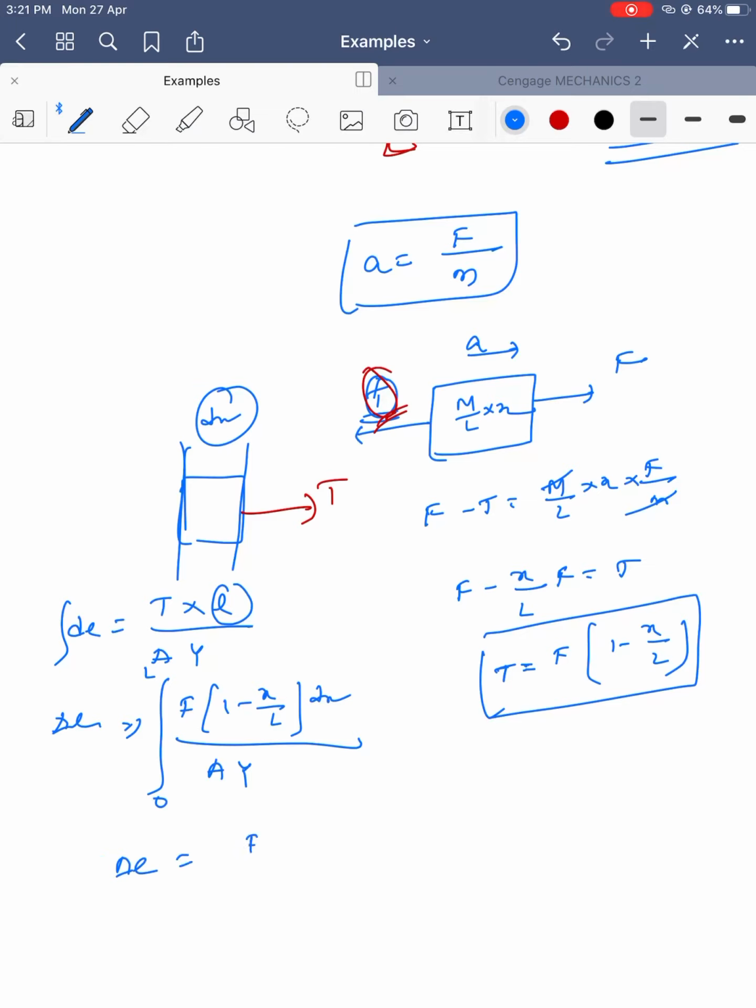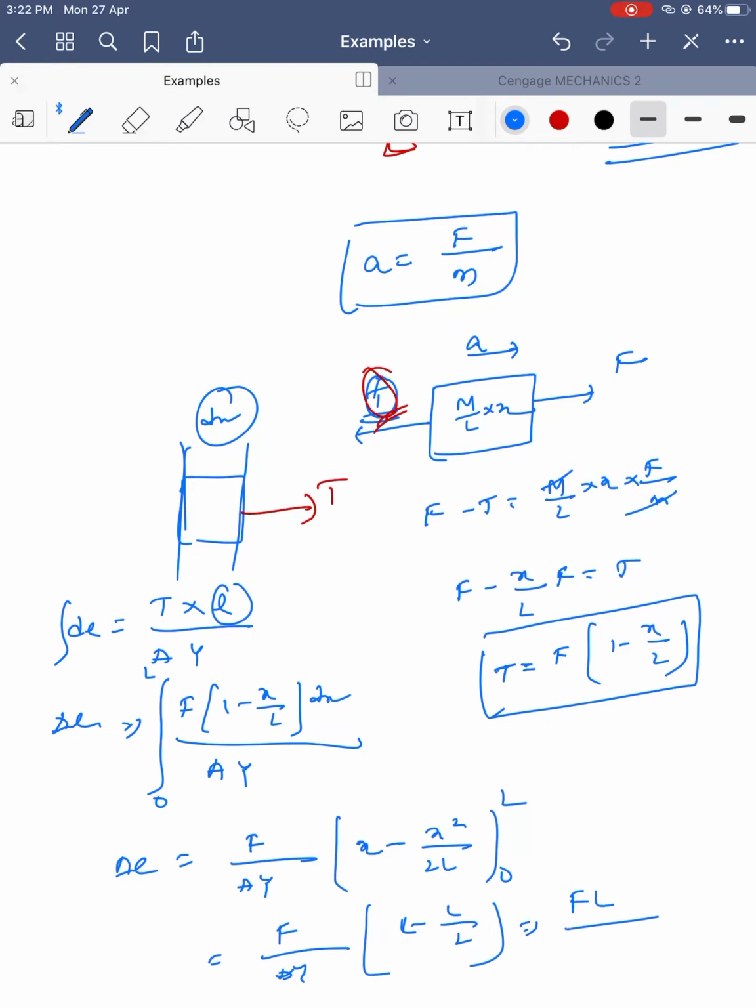We integrate dE to get the total elongation delta E, which is equal to F by A Y, integrating 1 minus x by L dx, which gives x minus x squared by 2L, with limits from 0 to L. If we substitute, F by A Y into L minus L by 2, which equals F into L by 2 A Y. So the total elongation is F L by 2 A Y.